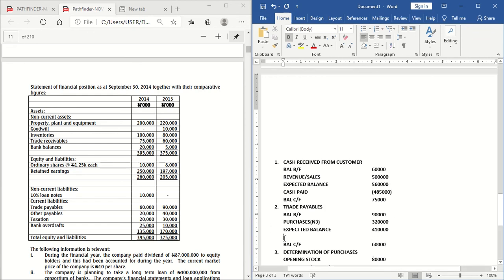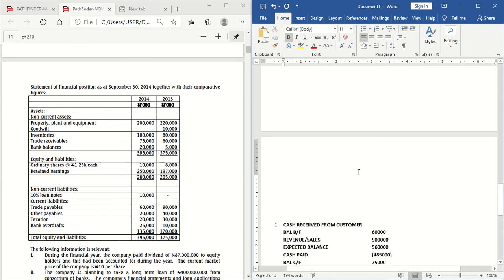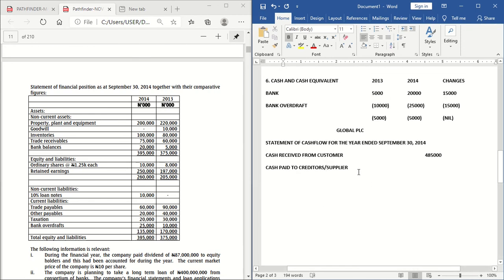It means that the balancing figure, which is the difference, is our what? The cash paid. So how much will be the cash paid in this case? From 410 it goes to 60. It means that we have paid them 350,000. So I will come here, cash paid to supplier is an outflow 350,000. So I'm done with that one. I move to the next one.